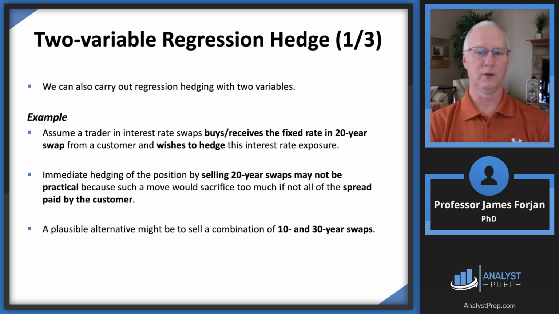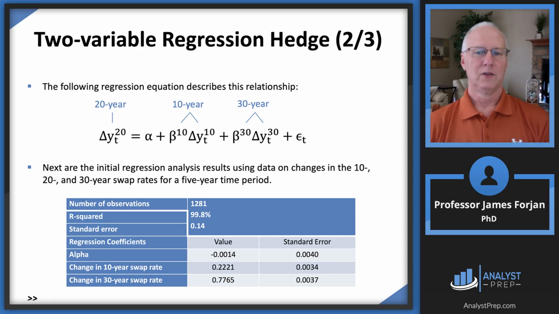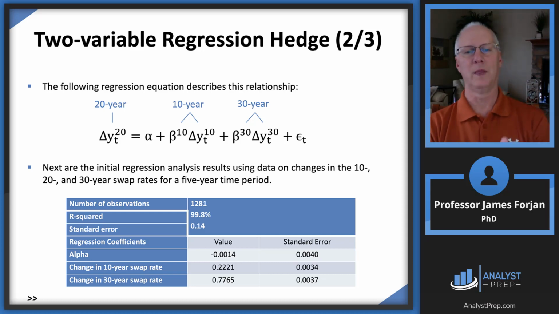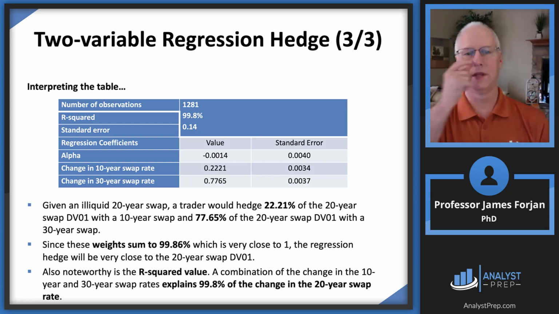Here's our 20, so we got 10 and 30. So those two things as a portfolio, they probably work pretty similarly to a 20-year swap. So this is what you can do. You can take the yields on the 20-year swap, put them on the left-hand side. Those are the dependent variables, and then the change in the 10 and the change in the 30-year swap, those are the independent variables. And then you can come up with some kind of a multiple regression output like I have here at the bottom of the table. Let's go ahead and interpret these things.